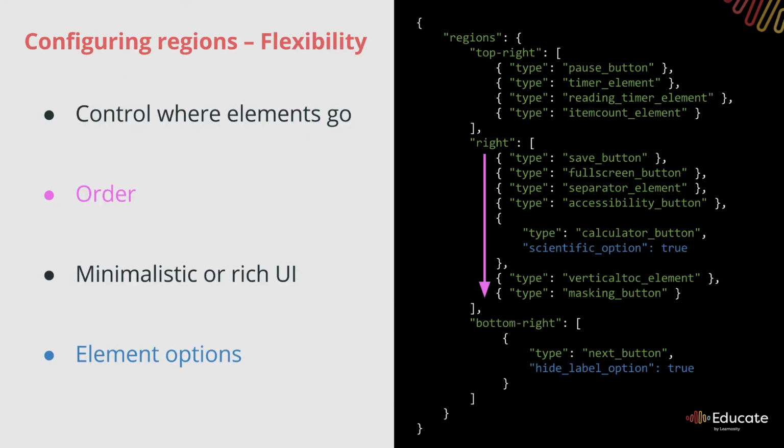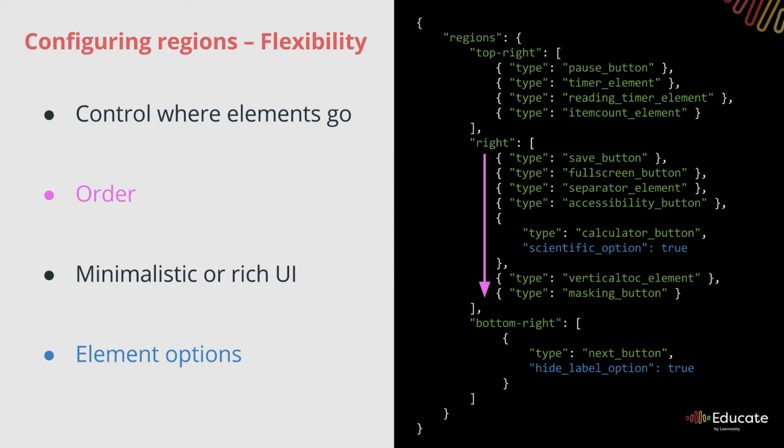But what if you want to be more flexible? Well, that's the JSON structure that we offer to do that. You can see a region object with different keys that define what the regions are. Here on the right, we have a save button, so each element has a type key, but you can also specify more options. For example, if you want to display the calculator element, a calculator button with the scientific calculator feature that we have, you would use this key here.